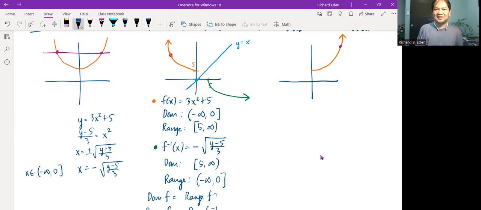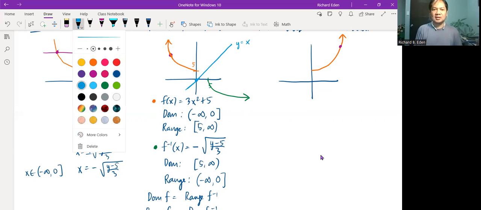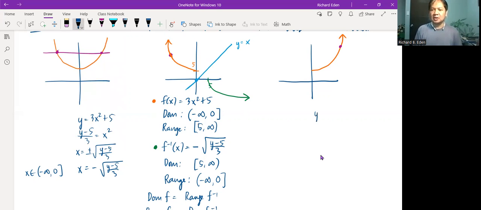Alright. Now let's do the same for the second instance. I want to draw the line y equals x, but I don't know if the line y equals x is going to cross the graph of 3x squared plus 5. Let's solve that: does it cross the graph? If it does cross the graph, what will happen?